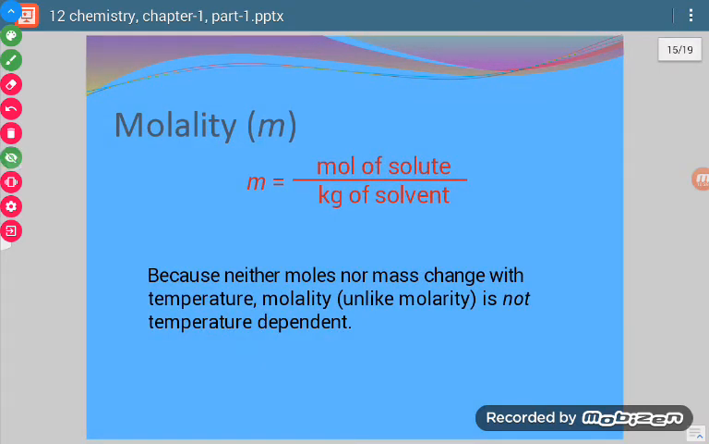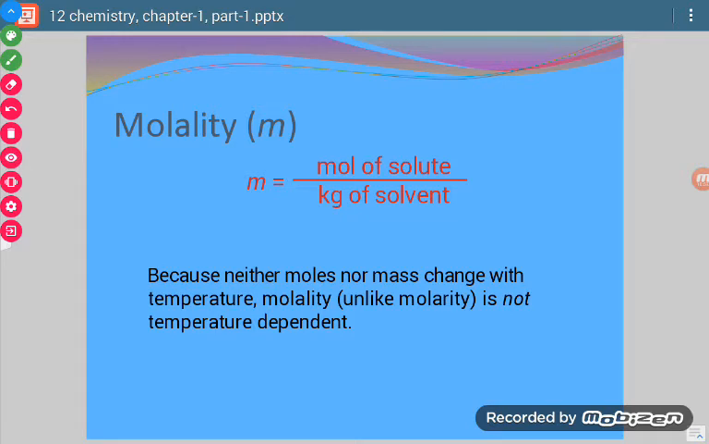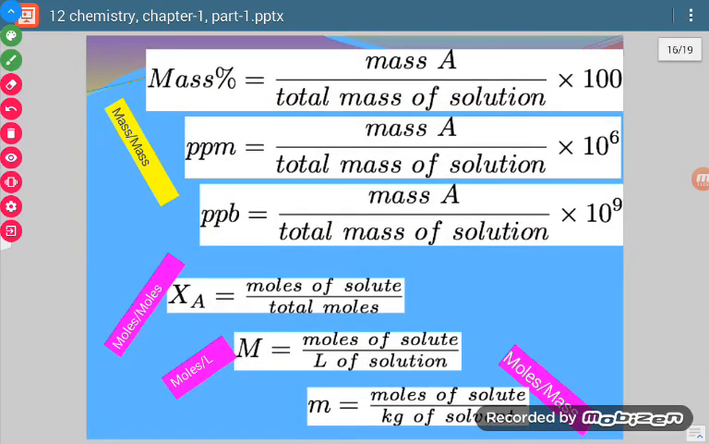Now let us talk about molality. Molality is number of moles of solute dissolved per kg of the solvent. Now see, in this case mass is involved. Okay, mass of solvent is involved. Okay, so this is not temperature dependent. So one question is asked many times, out of molarity and molality which is preferred? So what we will say, molality is preferred because it is more stable.